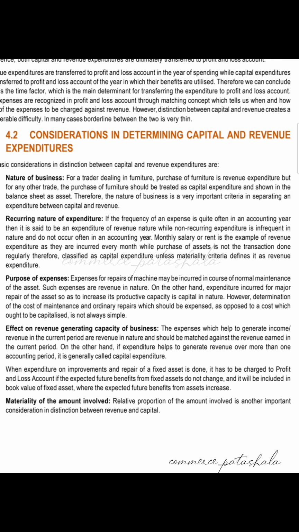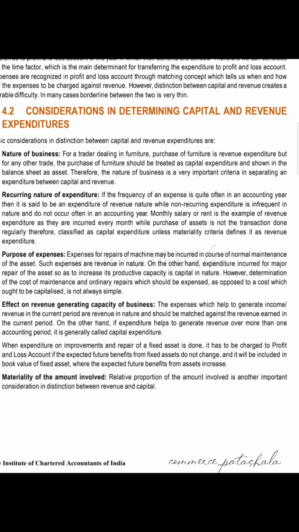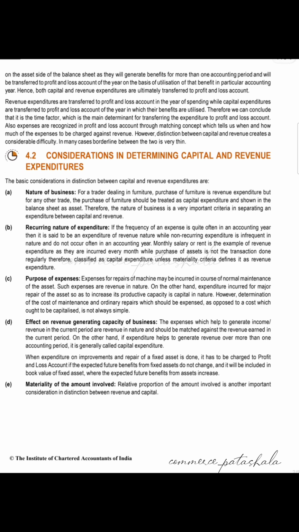The other consideration could be the materiality of the amount involved. Here the proportion of the amount involved in the asset or in the expenditure will also make a distinction between whether it is a revenue or a capital nature expenditure. If the amount involved is very small, then we say it can be directly taken to revenue expenditure instead of taking it as capital expenditure and treating it as an asset.